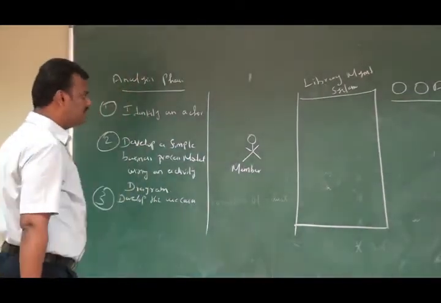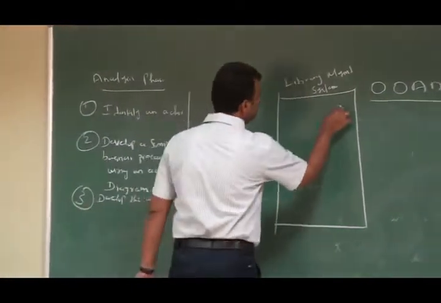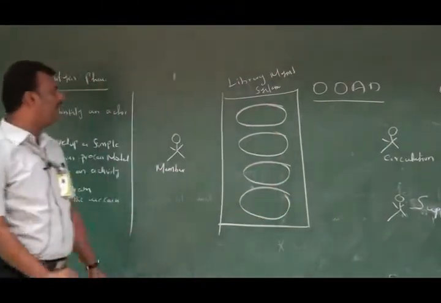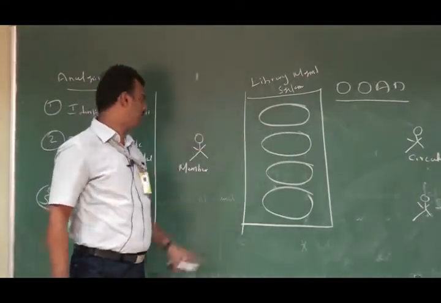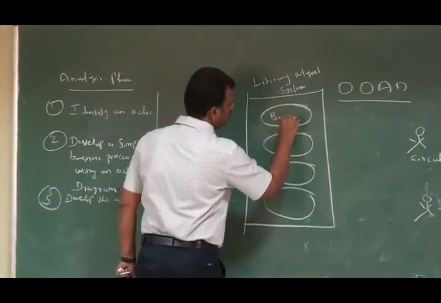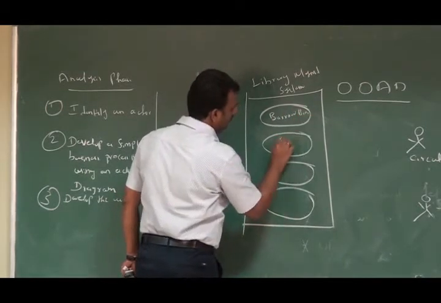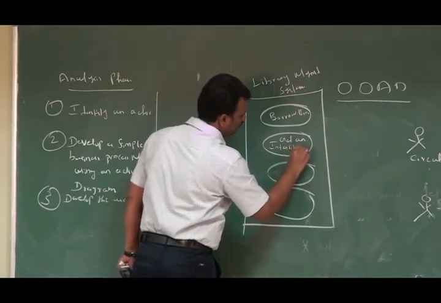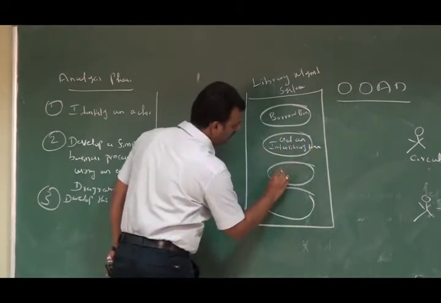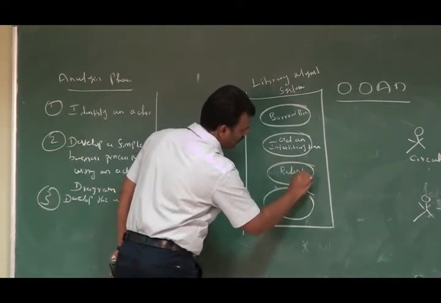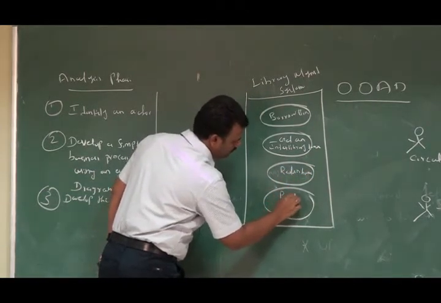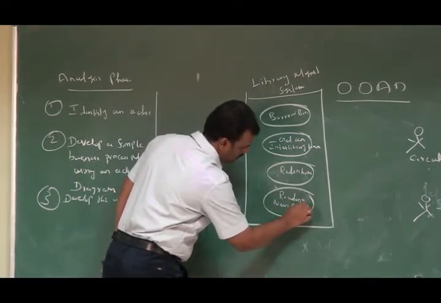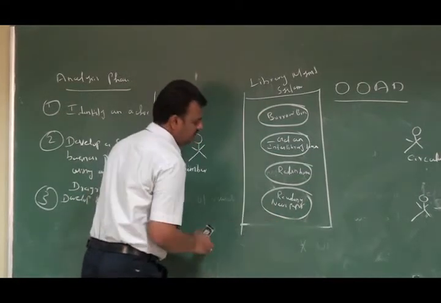Okay, how to represent the use cases? The use case is represented as an ellipse. Okay, the name of the use case may be inside the ellipse or below the ellipse. For example, borrow books, get an interlibrary loan, return books, reading newspapers. The last one, purchase supplies.